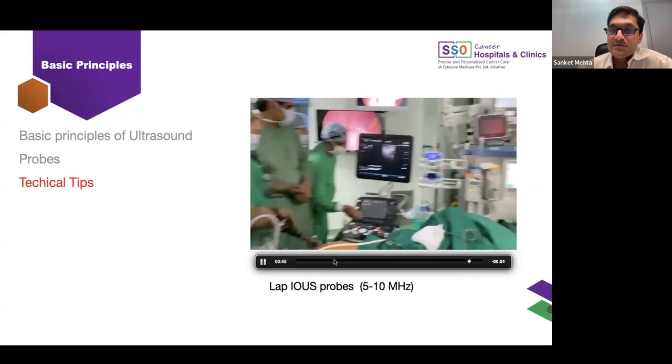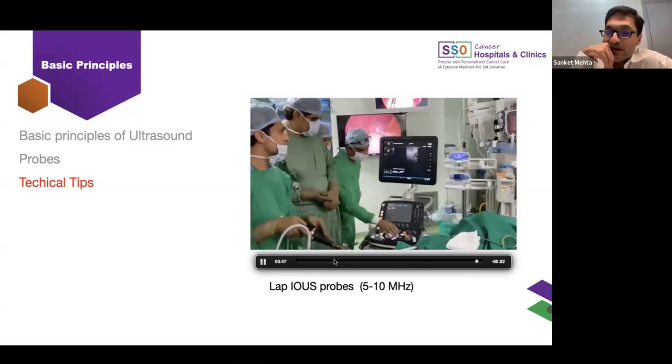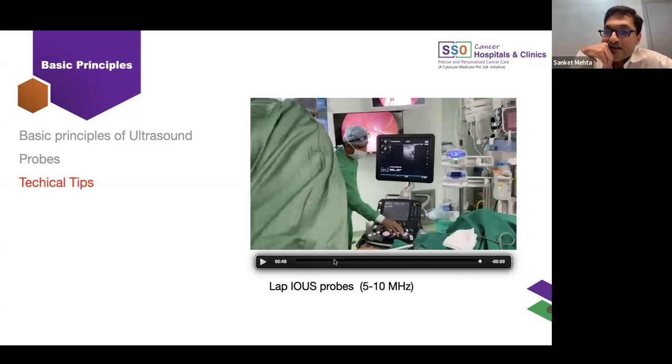But you can see that somebody needs to do things like freezing the image, storing the images, changing the gain or the magnification. We can put a sterile sheet over the console of the sonography machine, and the assistant or the surgeon can do it, or you can have somebody in the OT to do it for you.